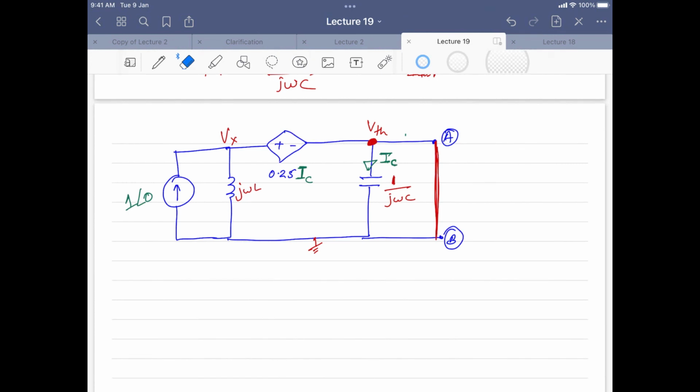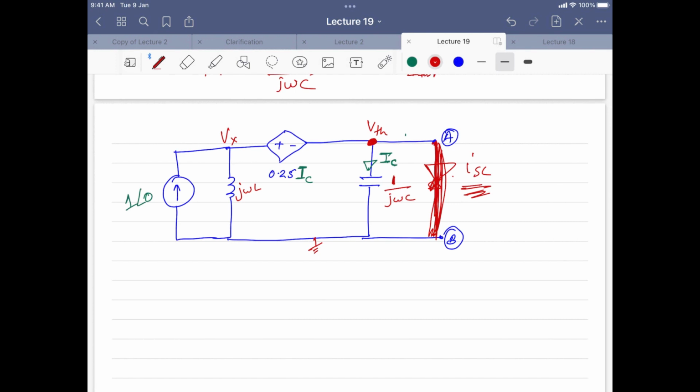Because you want to calculate this, right? If I put a short circuit here, then what will be the answer? No, if I put a short circuit here, what will be the answer? Can anyone tell? I'm not asking about VTH or RTH, I'm asking about the current which will flow here, ISC. Sir, it would be 0.